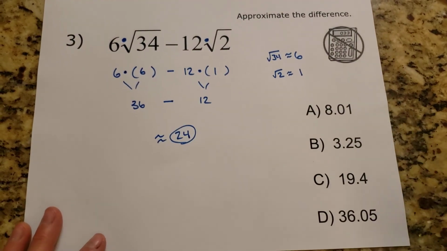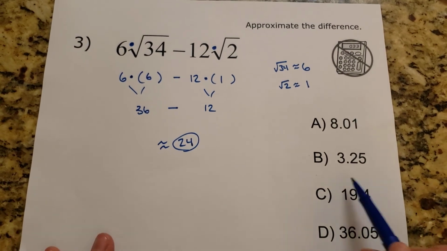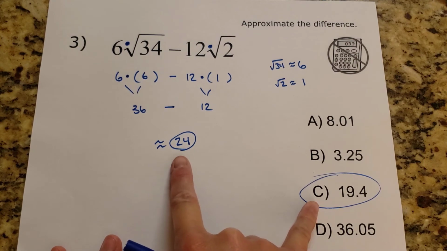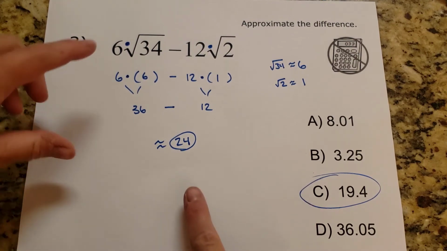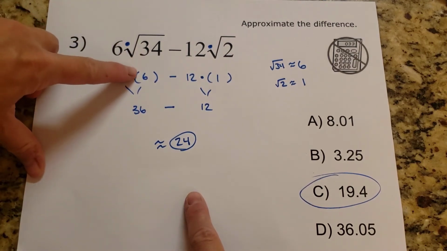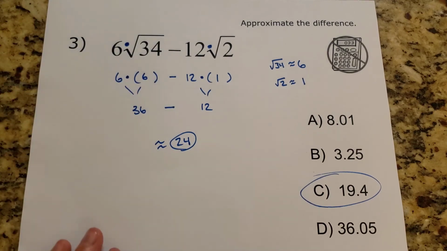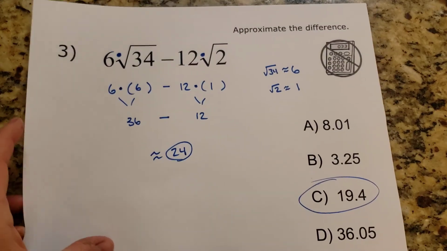If we look at our answer choices, the closest one to 24 would be C. We definitely are not nearly exact, but you have to think, we rounded up on this one, and we rounded a little bit down on this one, so we're getting a little higher answer, but it's close enough.